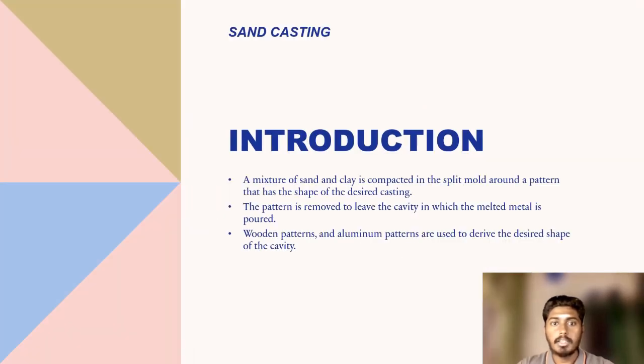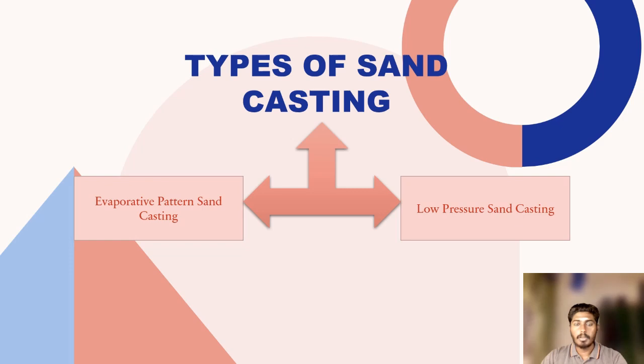Sand casting is a process where a mixture of sand and clay is compacted in the split mold around a pattern that has the shape of the desired casting. The pattern is removed to leave the cavity in which the molten metal is poured. Wooden patterns and aluminium patterns are used to derive the shape of the cavity. Generally, there are two types of sand casting. First would be evaporative pattern sand casting, and the second will be low pressure sand casting.